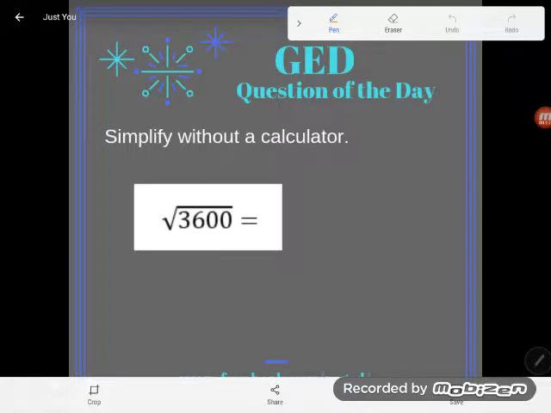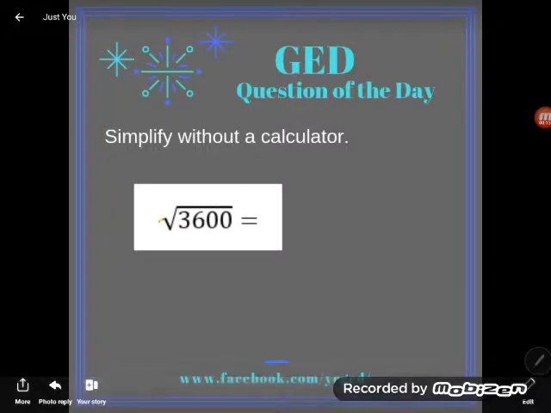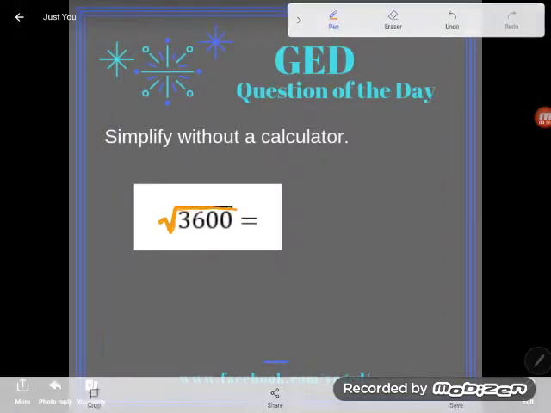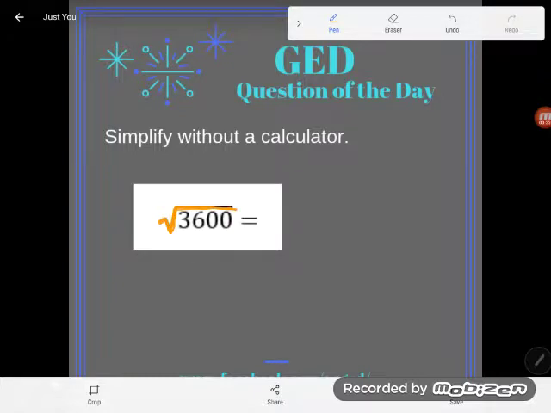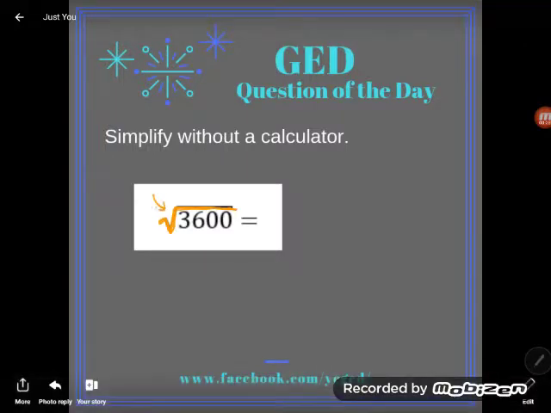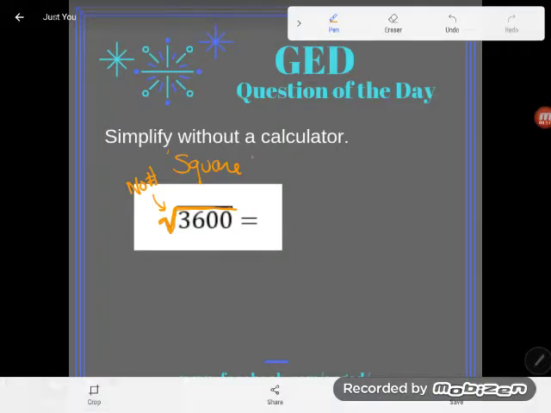Notice the directions say simplify without a calculator. And what am I simplifying? Well, when you simplify, you obey the signs and symbols, the operands, the operation symbols. This particular operational symbol is a square root. You see that little check mark house with no number right there? Then you are looking at a square root. So this is telling me to take the square root of 3,600.